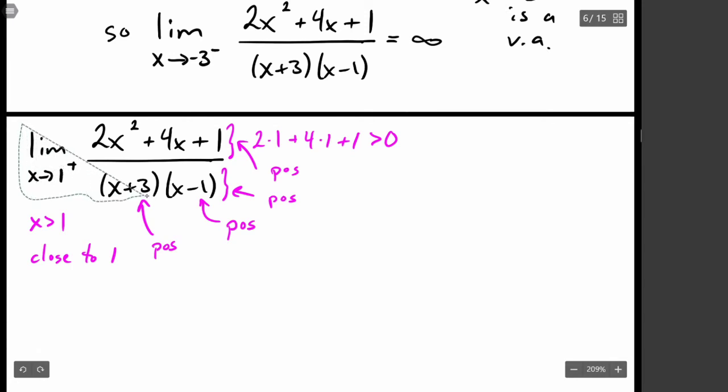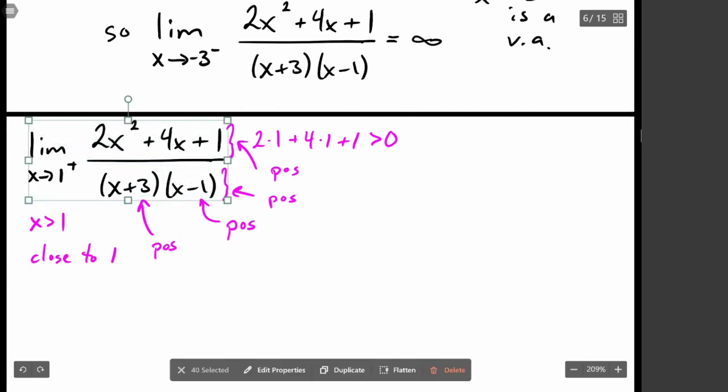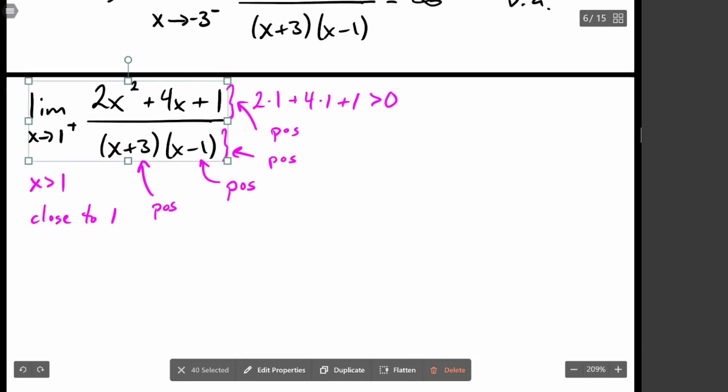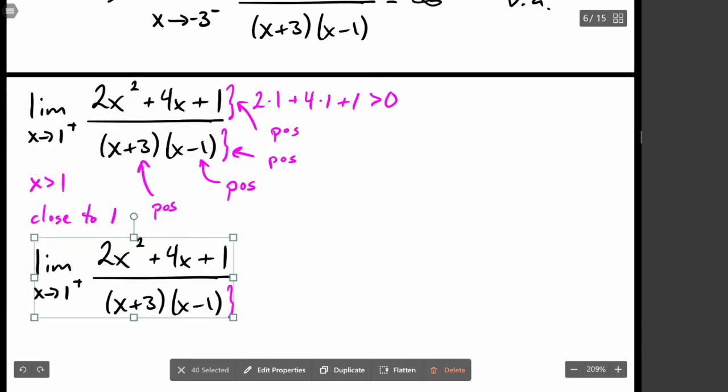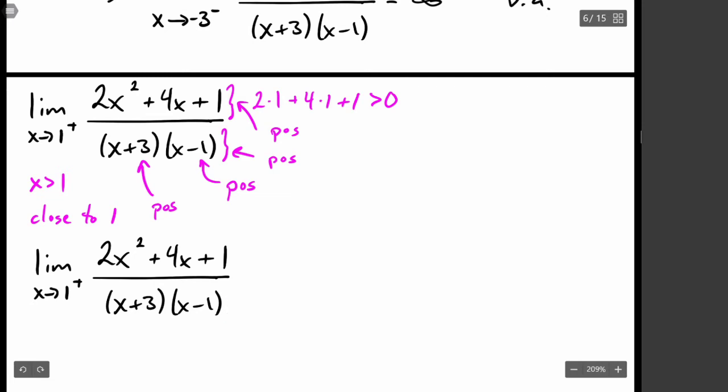So let's once again use the magic of copy and paste. And we find out that, okay, this is infinity. And again, it doesn't matter if it's infinity or minus infinity. Either one, again, tells us that x equals 1 is a vertical asymptote. Right? Either way.